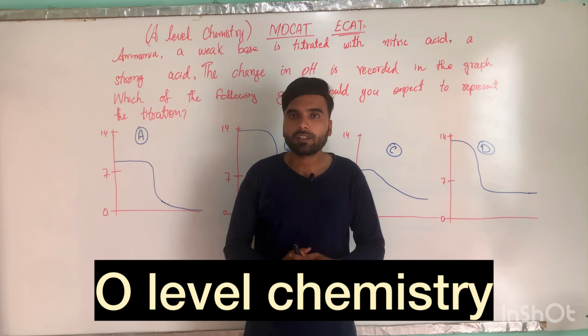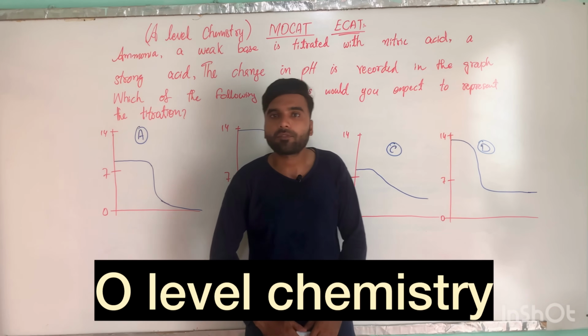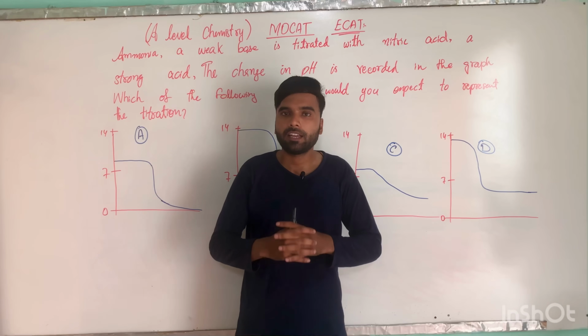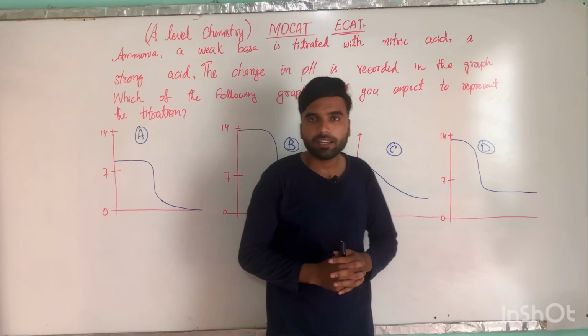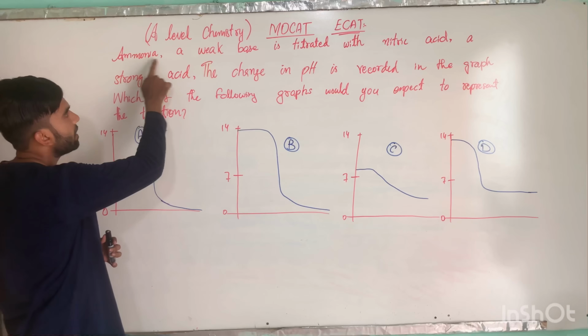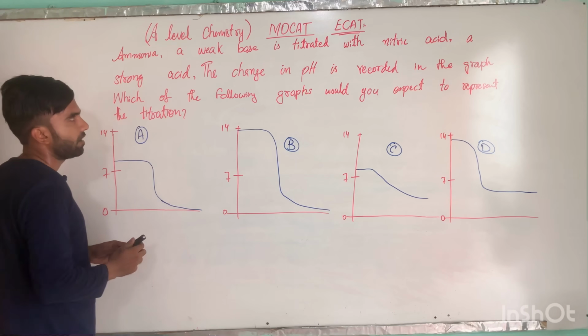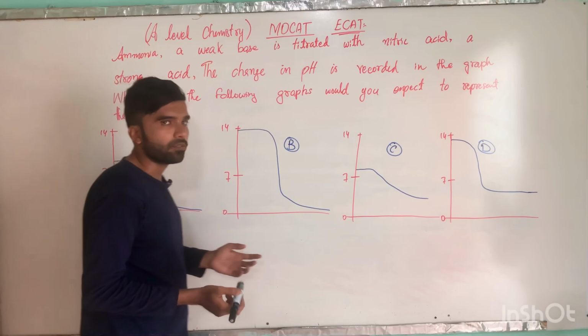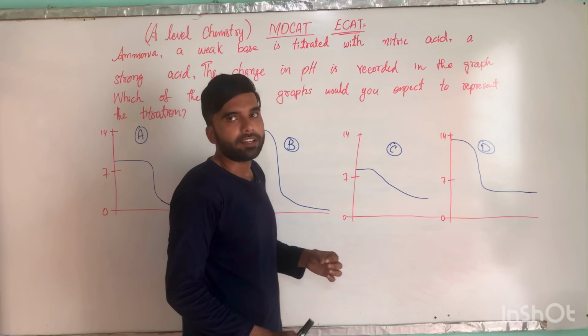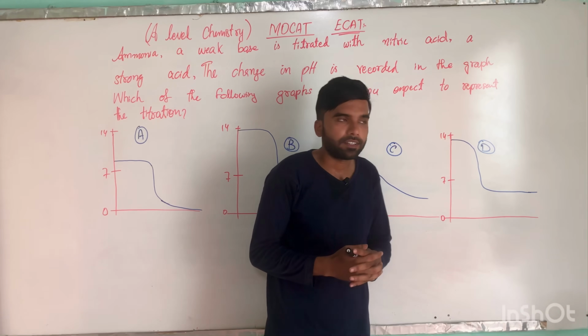Today we have a question. The given question is taken from A-level chemistry past papers and most probably appeared in the MDCAT and ECAT exams. So the question is: ammonia, a weak base, is treated with nitric acid. Nitric acid is a strong acid.